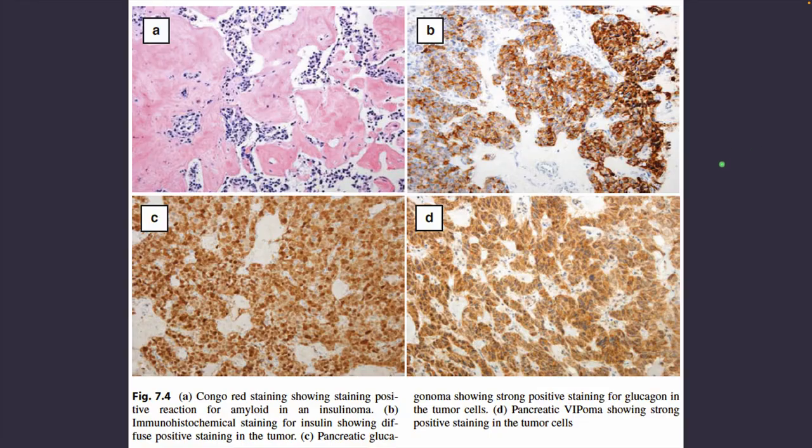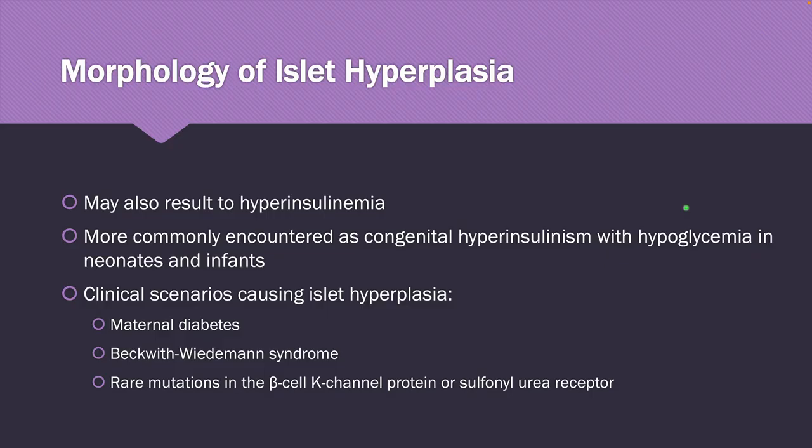So this one is another set of stains showing your insulinomas. And this is a glucagonoma, pero we will not be discussing that anymore. Hindi siya kasi ganun ka-common compared to insulinomas and gastrinomas. Okay? So, ito yun. If you do Congo red staining, you will be able to demonstrate the amyloid presence. So, islet hyperplasia can also be seen. So, this may result in hyperinsulinemia. They are more commonly encountered as congenital hyperinsulinism with hypoglycemia among neonates and infants.